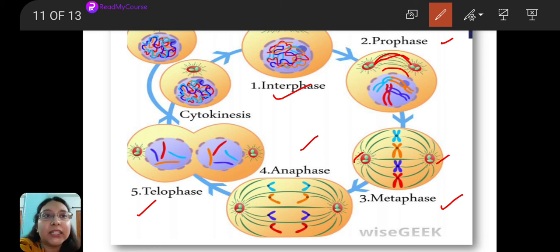Another important thing that we are noticing right now is that from the interphase, where we find these thread-like structures, which are the chromatin fibers, we find they have become well organized into these X-shaped structures we had studied in our earlier class. They are the chromosomes. So the chromatin arranges and organizes itself into chromosomes.